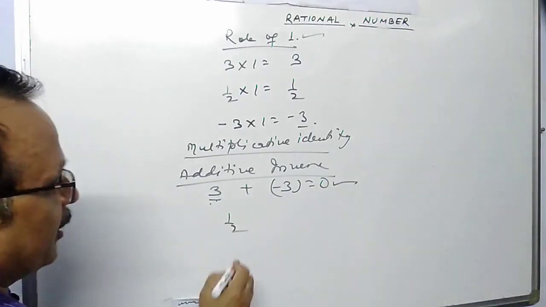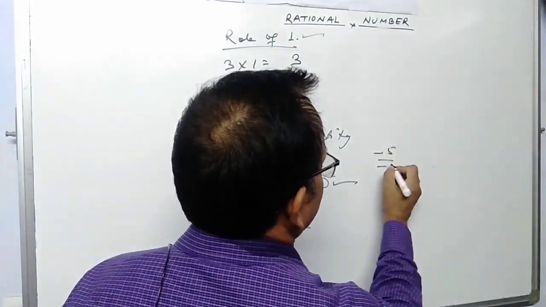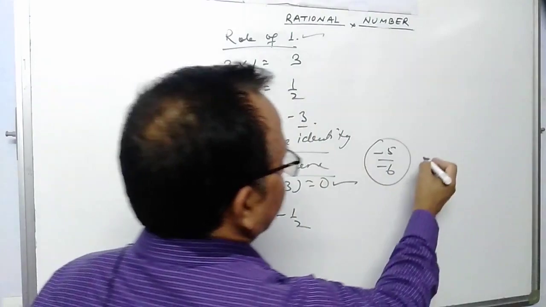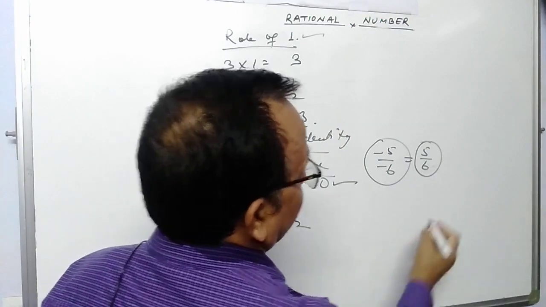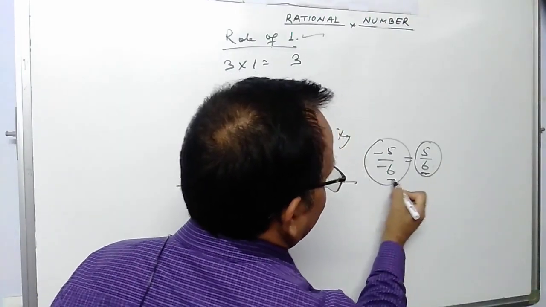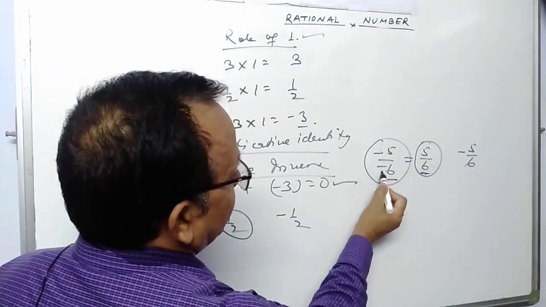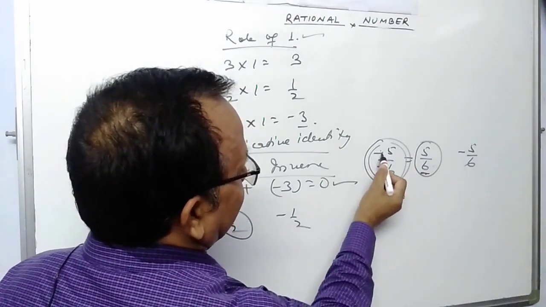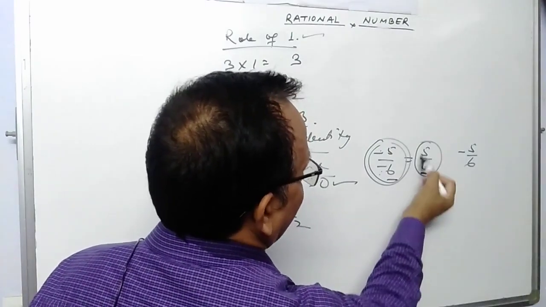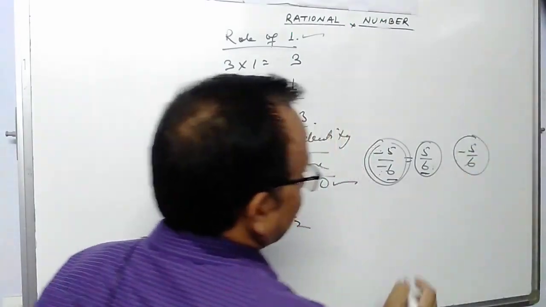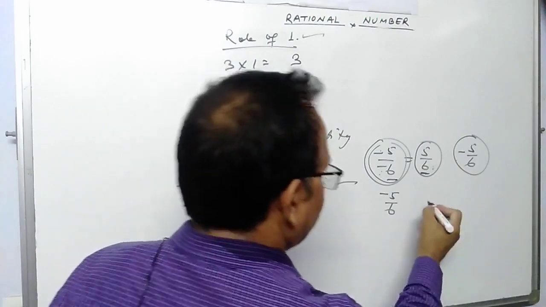Suppose 1 by 2. The additive inverse of 1 by 2 is minus 1 by 2. And suppose I am writing here minus 5 by minus 6. What is the additive inverse of this term? This is nothing but 5 by 6. So this is the actual rational number. So the additive inverse of this one is how much? That is minus 5 by 6. When both the terms, numerator and denominator, are negative, it means it is a positive term. So the additive inverse of 5 by 6 is minus 5 by 6. Clear? And the additive inverse of minus 5 by 6 is plus 5 by 6.